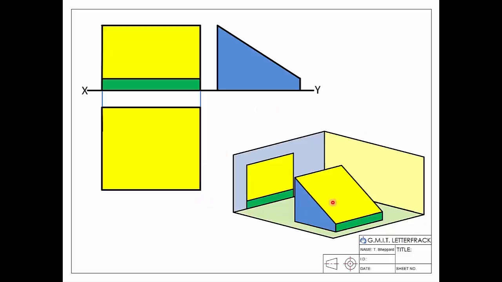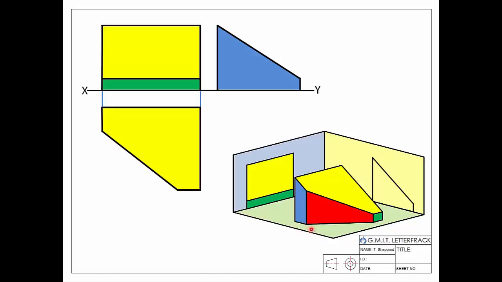Here we have a block with a sloping surface, this yellow surface here. Here we have the front elevation, here we have the plan, and here we have our end view, which is our contour view for our sloping surface. So that's our first shape. The second shape is going to be a notch taken off the front of it. Here we have our slope in 2D, here we have it in 3D, and we're going to remove the front piece of the block. That's going to create this red surface here.